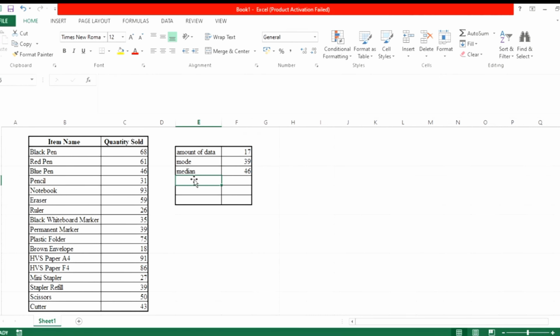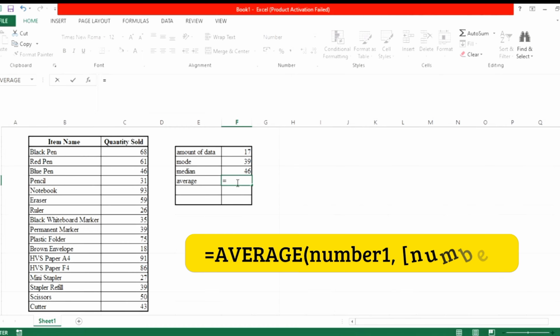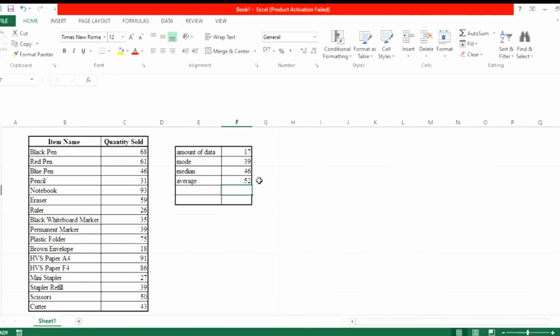Now, the fourth formula is to find the average. So, the formula is so simple. It is equal AVERAGE, open the parentheses, we block again the data C3 to C19, close the parentheses and enter. The average value of the data that we block is 52.